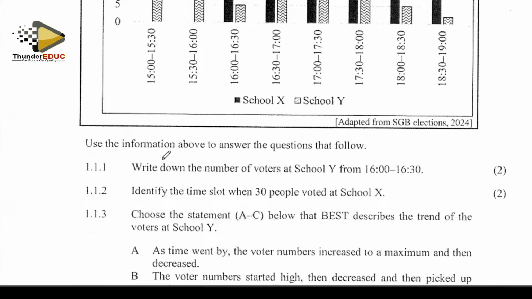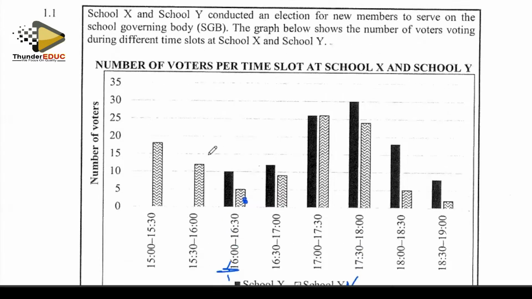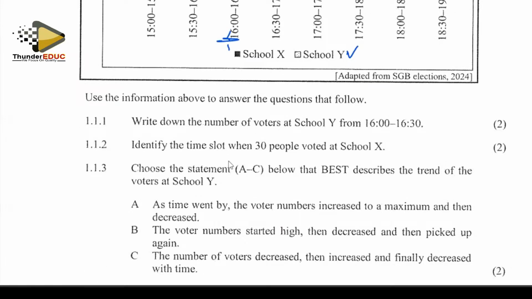Write down the number of voters at school Y from 16 hours to 16:30. So we come here, we look at this. That's the first, and we are looking at Y. Y is this other one here. So these were 5 number of voters. So here the answer is supposed to be 5.